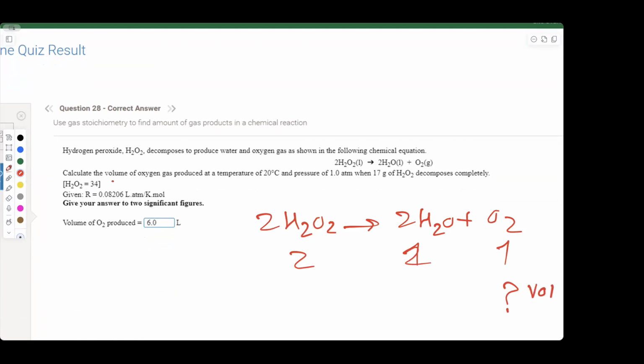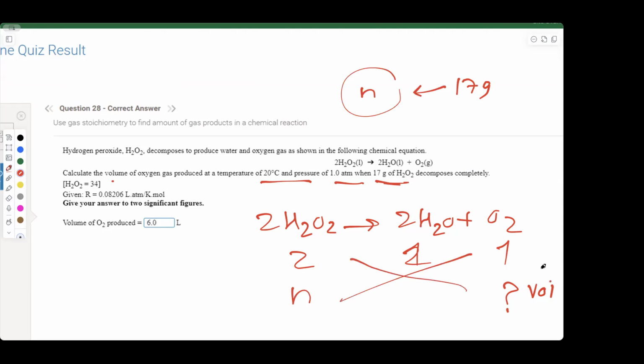This is 1. Did he say STP or RTP? He said at 20 degrees and 1 atmospheric pressure. So he did not specify. So in this case, I have to find it the same way. So what did he give us? Temperature and 17 grams of H2O2. So change 17 grams into number of moles. After you find the number of moles, you can use the ratio to find the number of moles of oxygen.